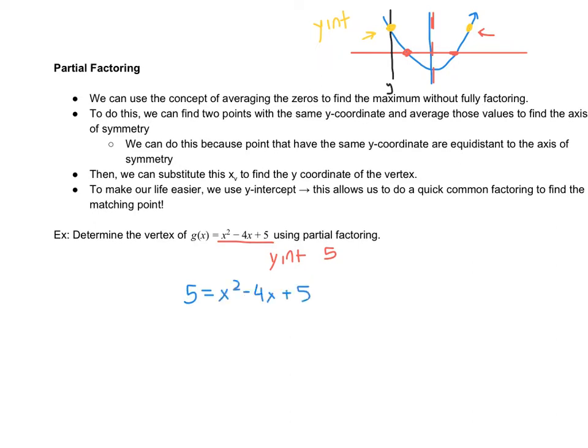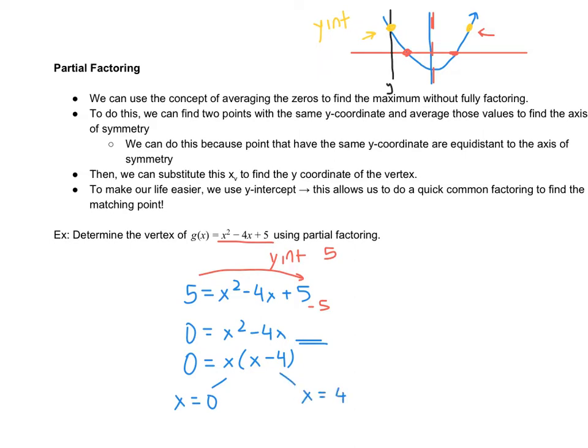Now watch what happens when I bring the 5 over. When I bring it over, I know I have to change its sign. So it's going to be minus 5. And now 5 minus 5 is 0. If you always set your equation equal to the y-intercept, that constant will disappear. And if it disappears and you don't have that c value at the end, your variable will always be a common factor. So I can factor out x, and then I'm left with x minus 4, which means my solutions here are 0 and 4.